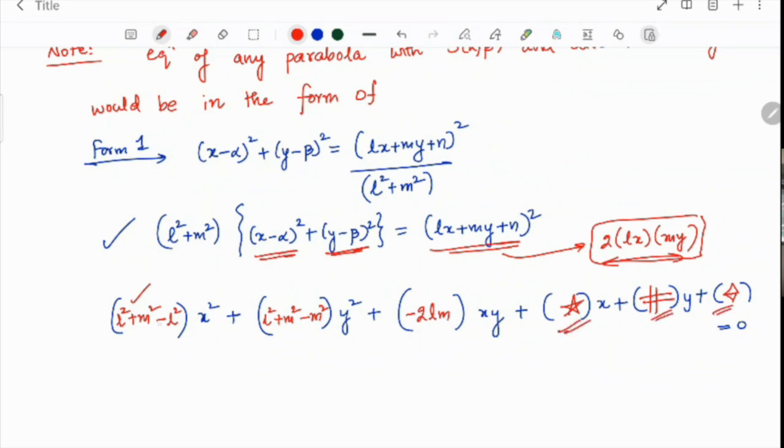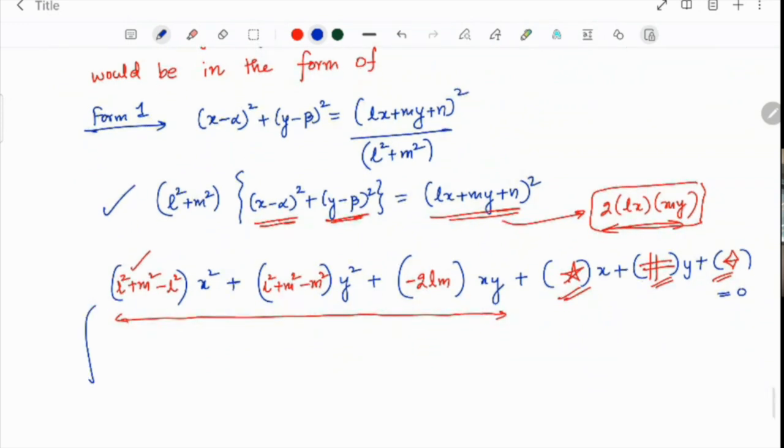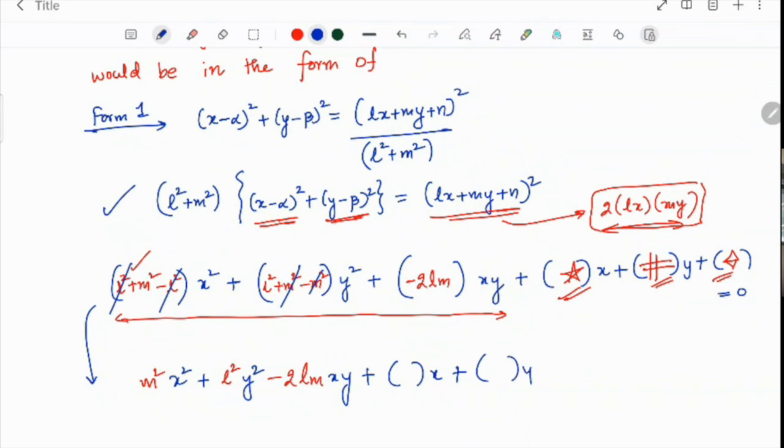What I want to show here is observe second degree terms. What are second degree terms? x square term, y square term, xy term. These are second degree terms, right? Let's look at their coefficients. Something interesting is happening. So here L square is getting cancelled. So I get m square x square plus L square y square minus 2lm xy plus something into x plus something into y plus something is equal to 0.